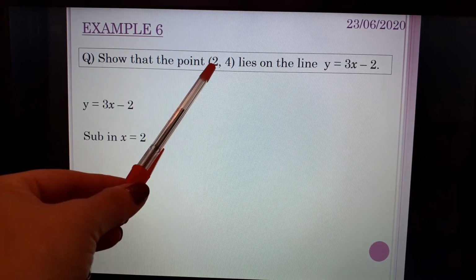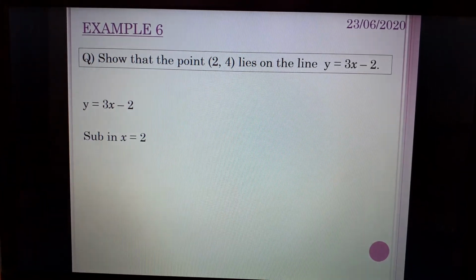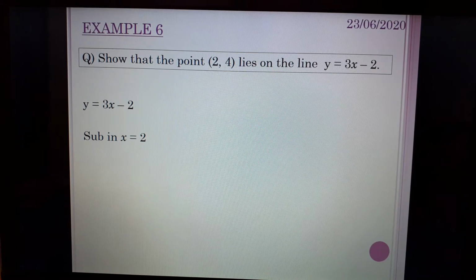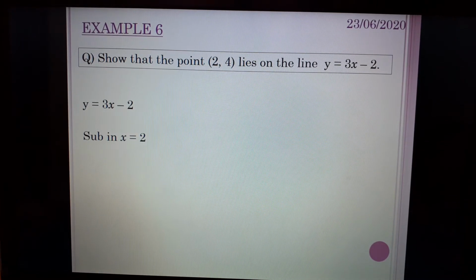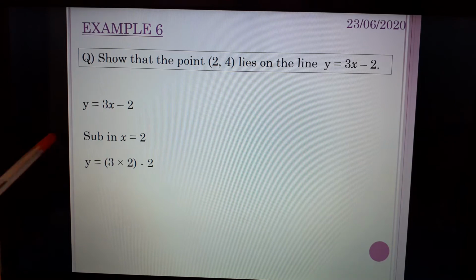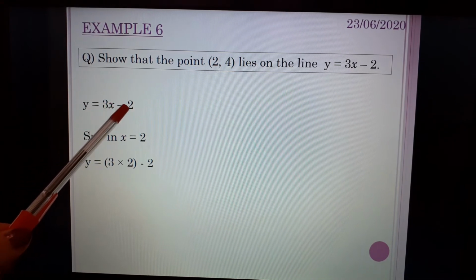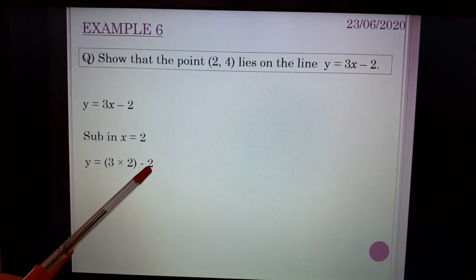So that's just the x, at x equals 2 and at y equals 4. Show this actually does lie on the equation of this line. So let's pick the x equals 2. We've picked that out of the coordinate. Let's put it into the equation and see what the y value is. So where it's 3 times the x number take away 2, it'll be 3 times 2 take away 2.